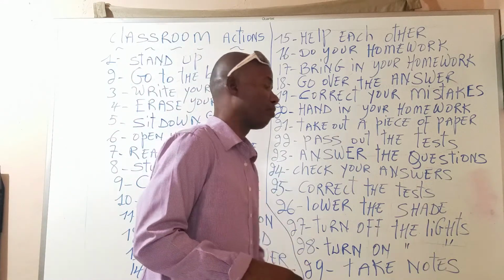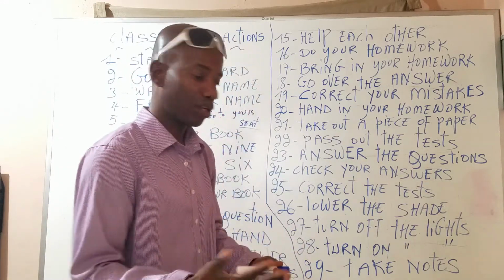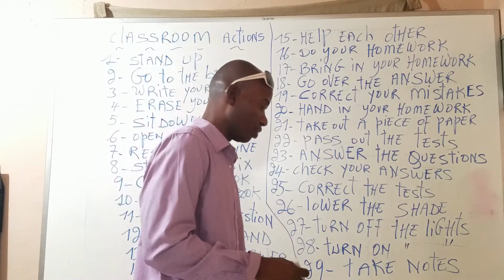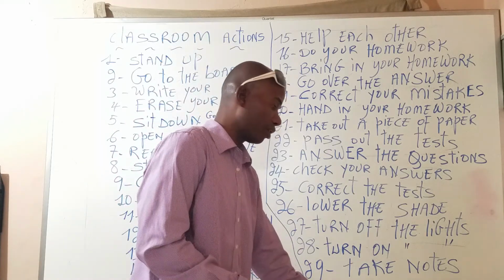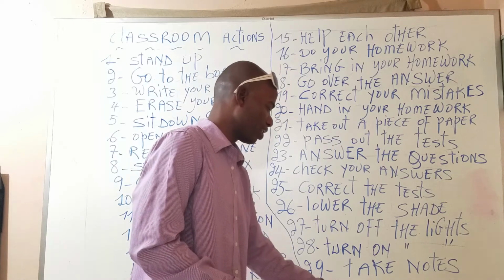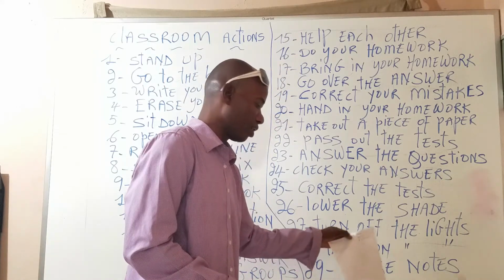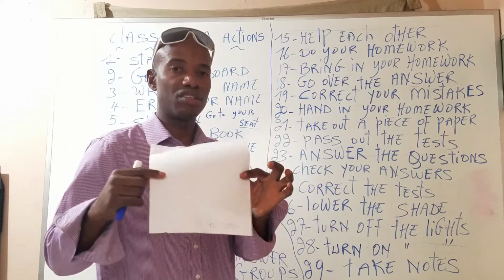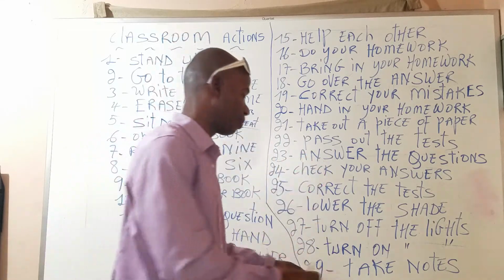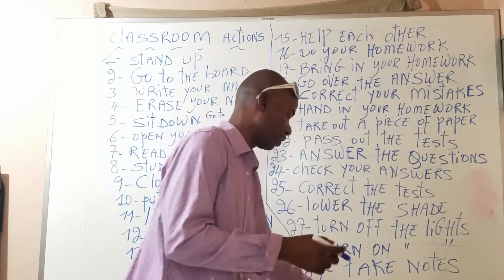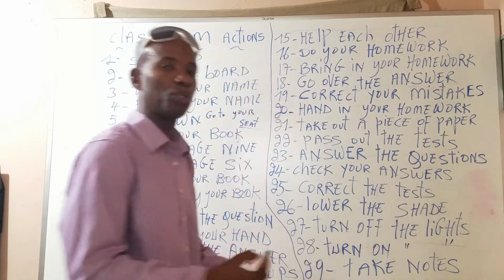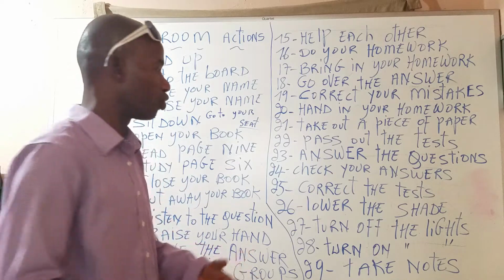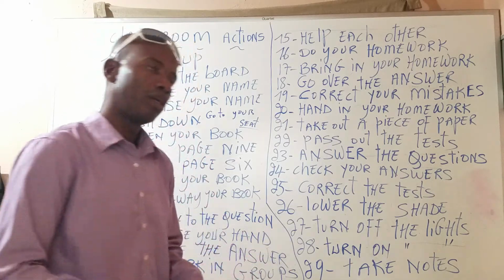Take out a piece of paper. When you take out a piece of paper, you take a piece of paper to do something. You know what I'm saying? A piece of paper. Let me see if I've got a piece of paper here. Yeah, I take out a piece of paper. Now this is a piece of paper. And when I take out a piece of paper, I take it just to do something, you know? I take out a piece of paper, right?